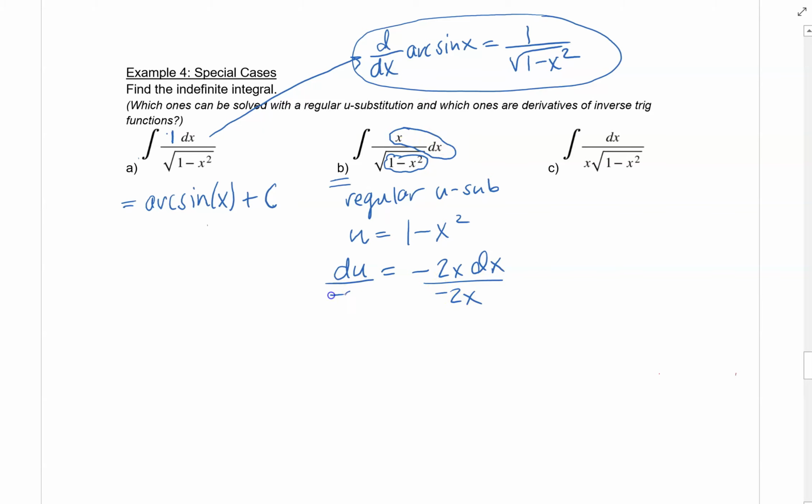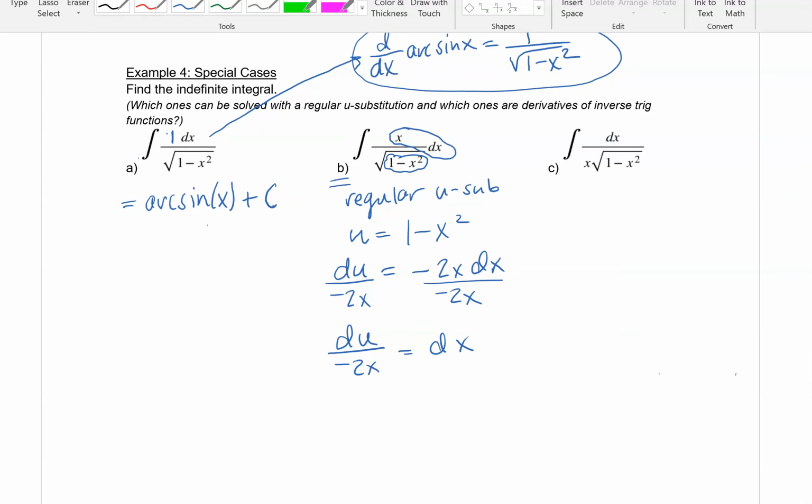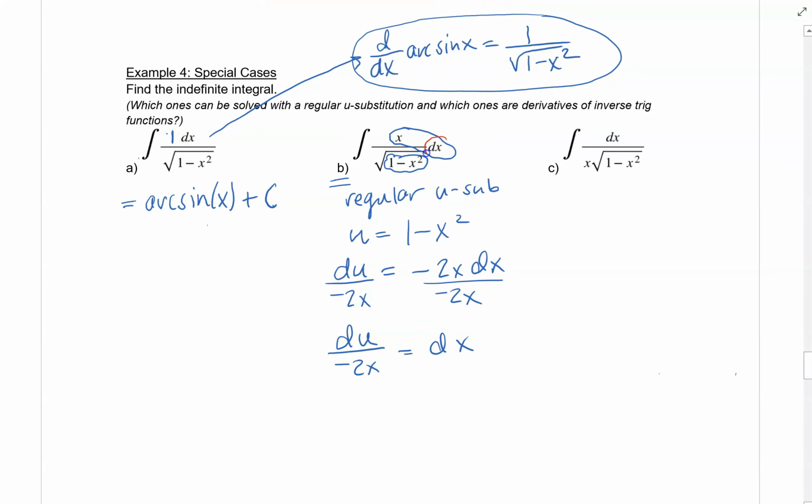If I isolate dx to get du over negative 2x, I can see that when I substitute that in place for dx, like when I move this out and replace it with du over negative 2x, my x's will cancel. And I'll get this in my integral. So I'd have the x right here, that was in my numerator, divided by the square root of what I'm now going to call u, right?